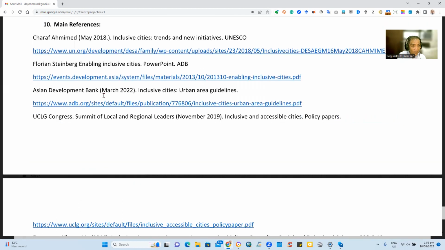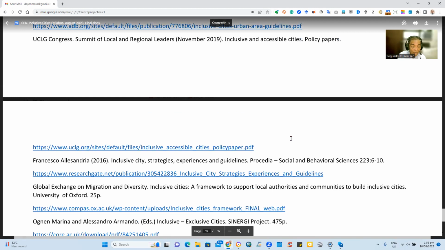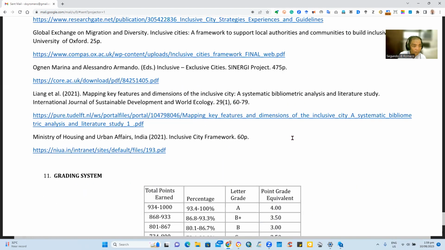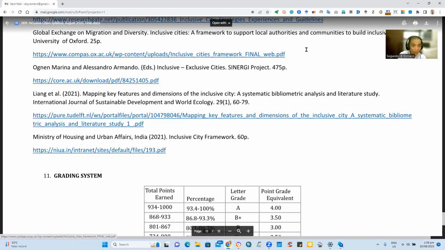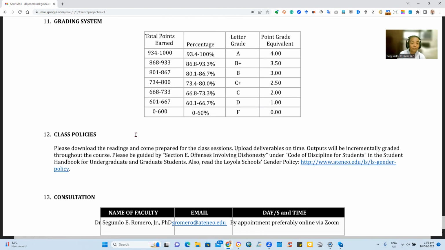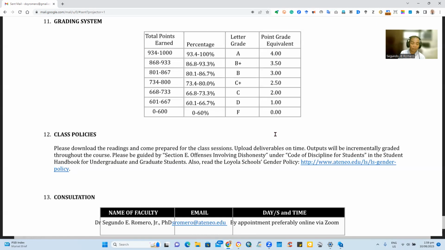The main references are given here. I might be able to access some more important references, and I'll make them available to you. But as you can see, all of the links are already here. Grading system. Well, here are the total points you could earn, and then the letter grade and the point grade equivalence. So you will be able to more or less compute what your grade is as we go along.